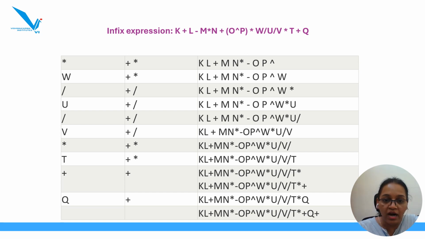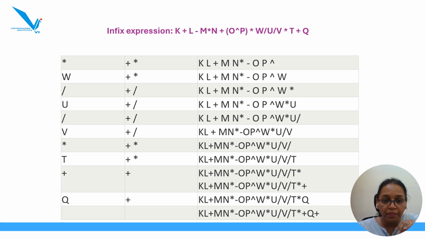Then comes star. Now the stack already contains plus and division. Your incoming is star, same precedence. So pop the division and put it after the V, and then push the star onto the stack. Then comes T. Add T directly to the expression. Then comes plus. Now star is already there. Plus is coming. Plus is lower precedence. So you have to pop the star from the stack and put it into the expression.